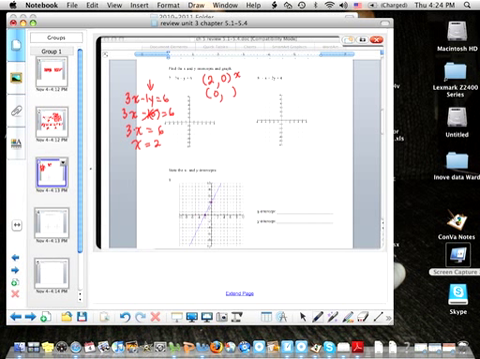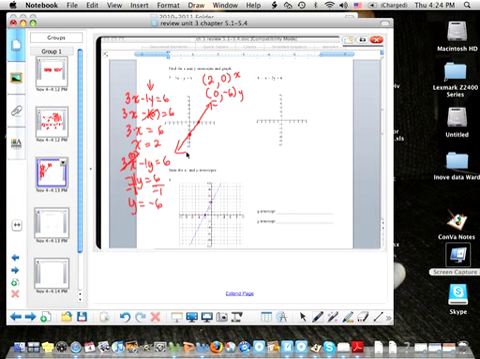Do the same exact process again, but this time let's do it for the y. We've got 3x minus 1y equals 6. This time I'm going to put the 0 in for the x. So if I put a 0 in right there, 3 times 0 would be 0. It cancels away. And I'm left with negative 1y equals 6. If I divide both sides by negative 1, I get y equals negative 6. And that is my y-intercept. So if I plot those 2 points, 2, 0 is here, 0, negative 6, I believe is right there, and then connect them together to make your graph.